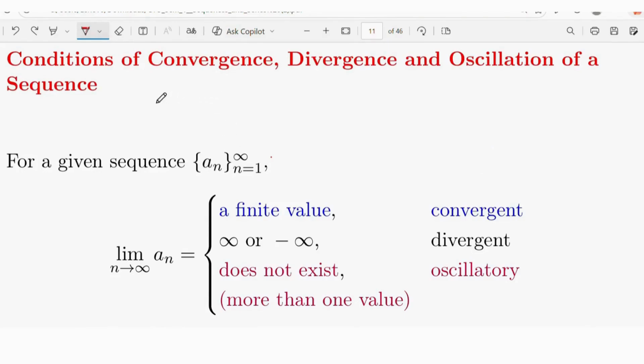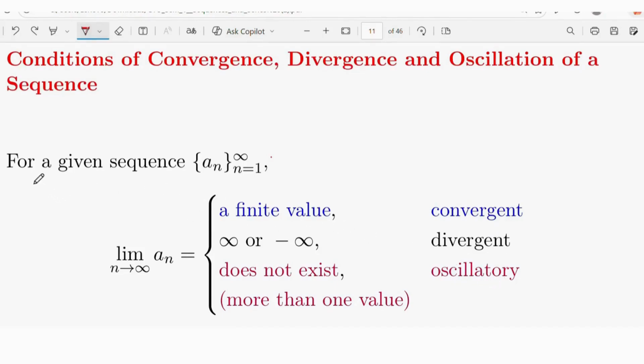In the previous lecture, we discussed what a sequence is. Also, we discussed the limit of a sequence. And using the limit of a sequence, we discussed the condition of convergence, divergence, and oscillation of a sequence. In this lecture, let's recall the method used to check whether a given sequence is convergent, divergent, or oscillatory.